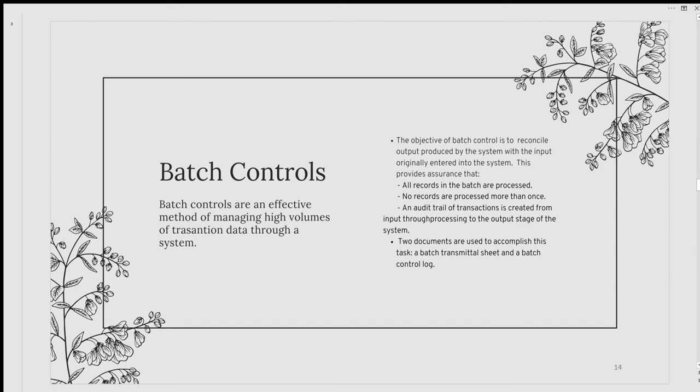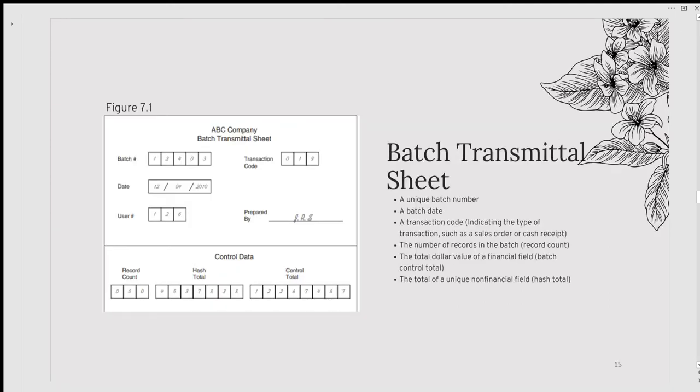So, we have two documents that are used to accomplish this task: a batch transmittal sheet and a batch control log. So, this is an example of a batch transmittal sheet. Ito yung components niya. So, we have a unique batch number, this one. And then, a batch date.